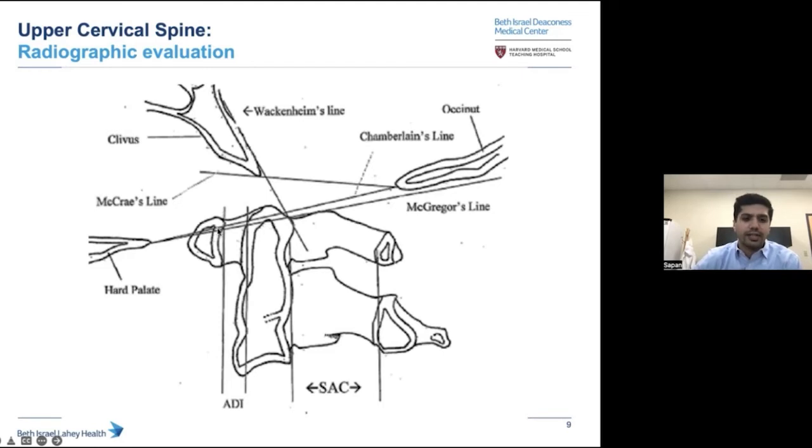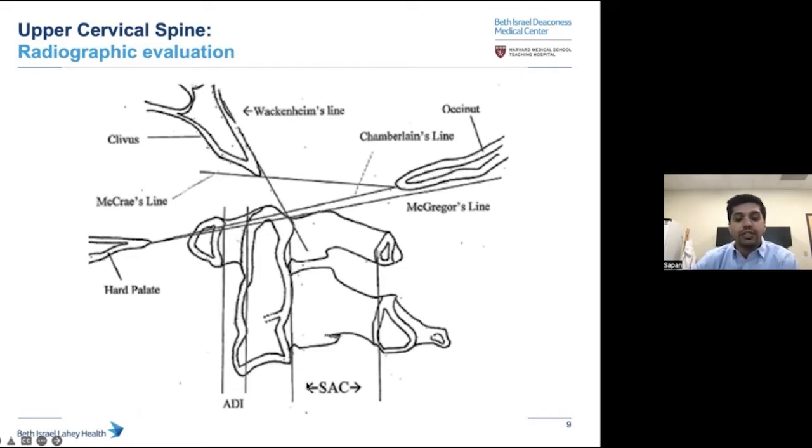There are a few other lines that look at similar things, but the other thing to look at is the anterior dens interval. That is the space between the anterior ring of C1 and the anterior aspect of the dens. This should ideally be less than 3. And when this space is widened, there may be some C1-2 instability. It points to the ligamentous structures that hold the dens in place being inadequate or compromised.